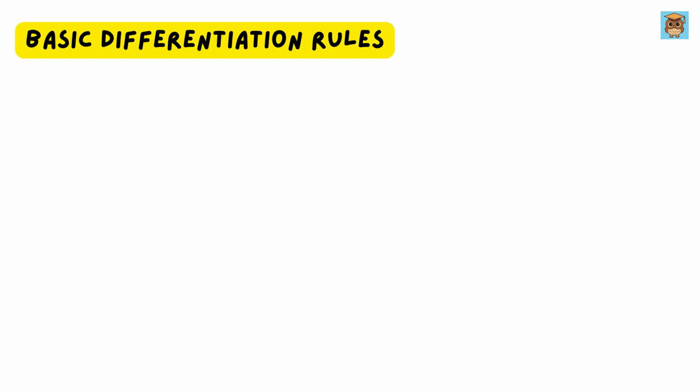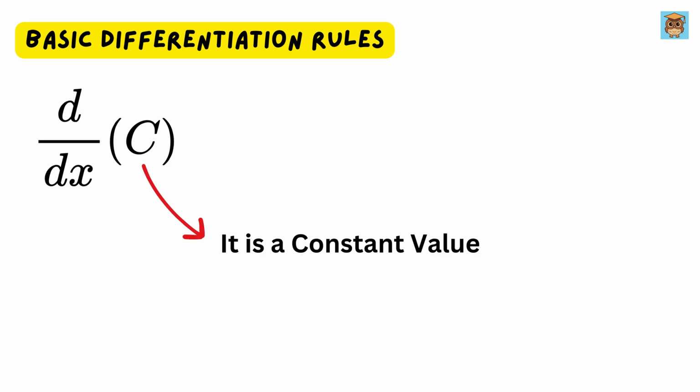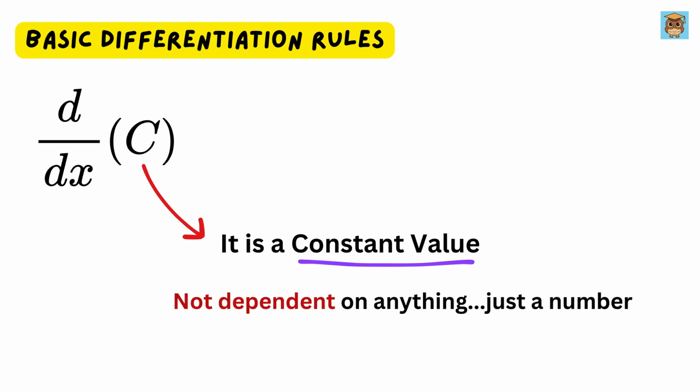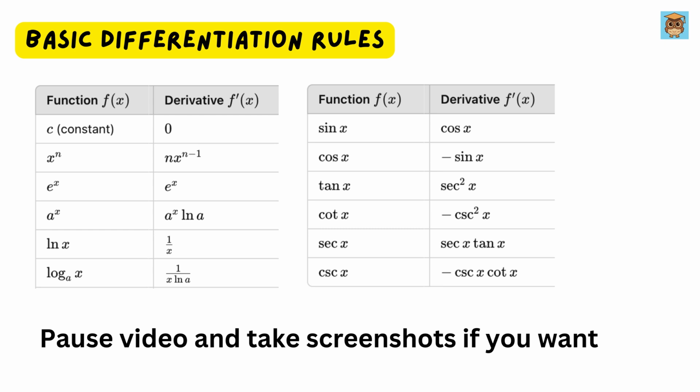Before we begin, just note one thing, that the derivative of a constant value with respect to x, or anything which is not dependent upon x, is 0. Also, let me tell you that mathematicians have already calculated the derivatives of some special functions which are super useful while solving any derivative question. These are the list of formulas.